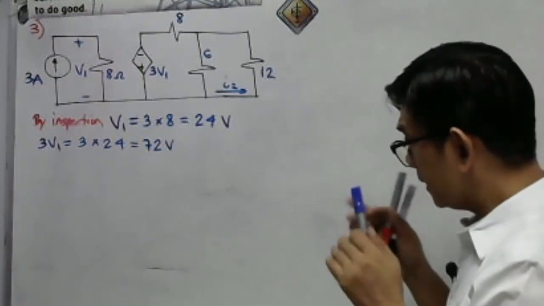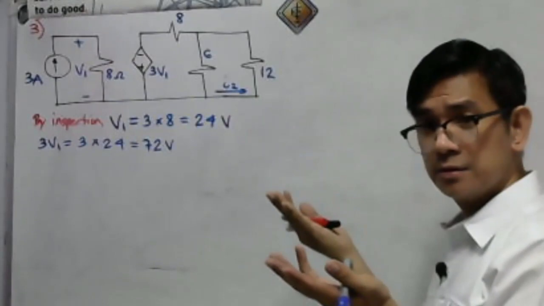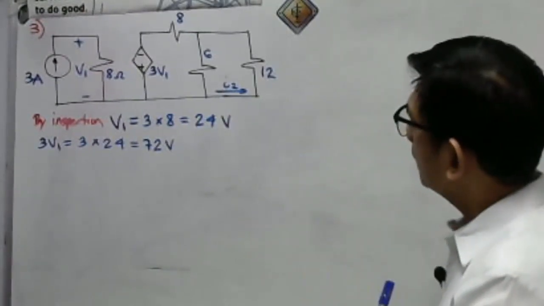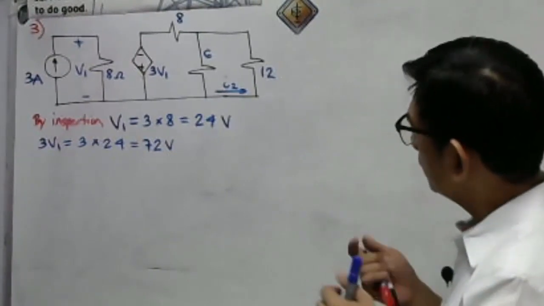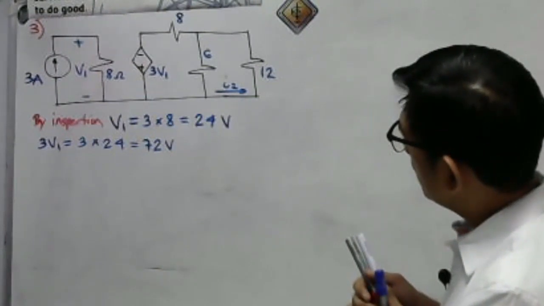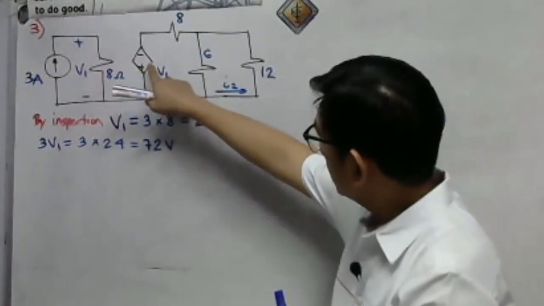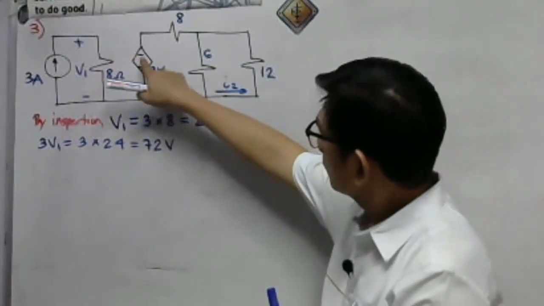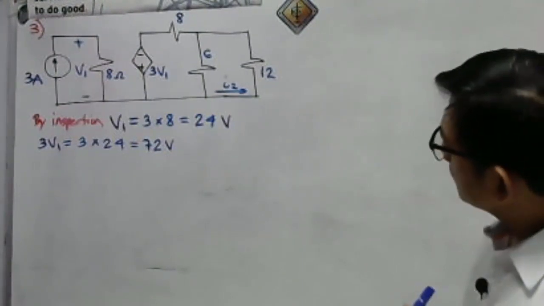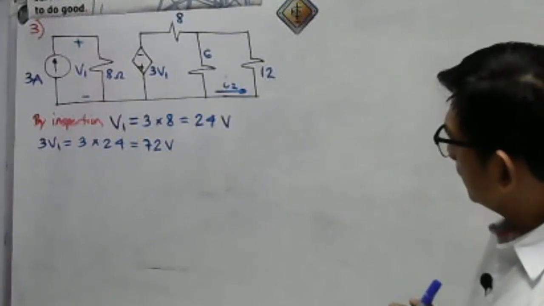Okay, we already have V sub 1. We don't have I sub 2. So many theorems we can make use of. Take a look here, guys. We have a negative value here. We just want to get our I sub 2. So, what do we have here?